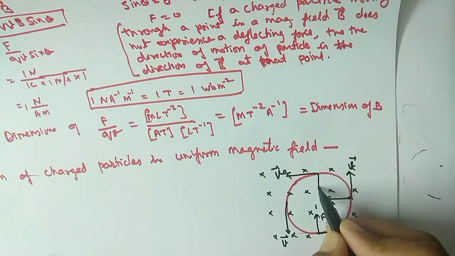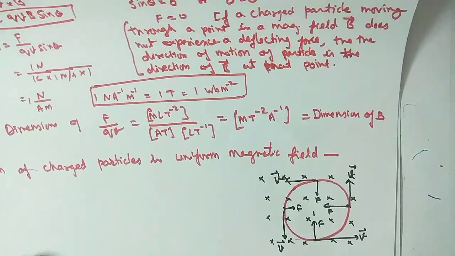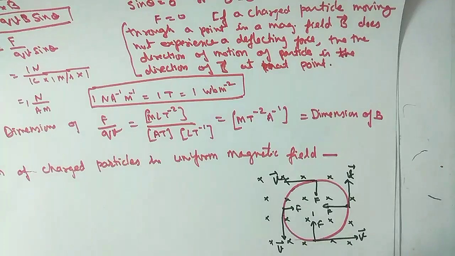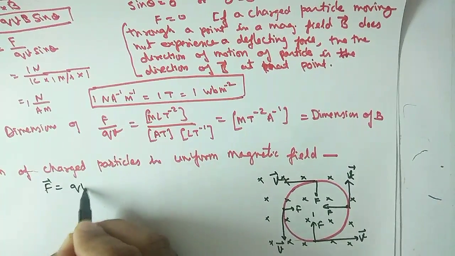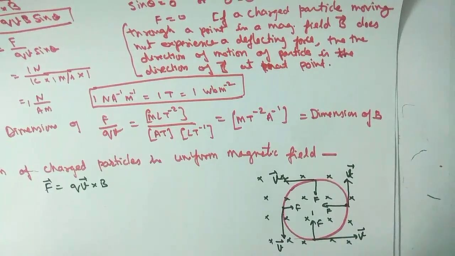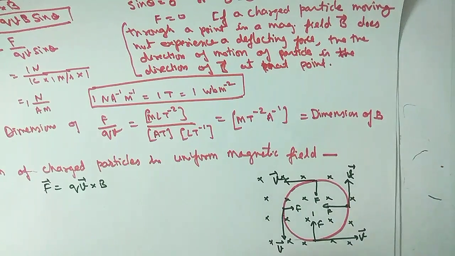Similarly, by using Fleming's left hand rule, we can show that every time the direction of the magnetic force is towards the center of this circle. So we know the force is equal to QVB, and this force will be balanced because the particle is moving on a circular path. It is equal to the centripetal force, because only the centripetal force compels a body to move on a circular path.